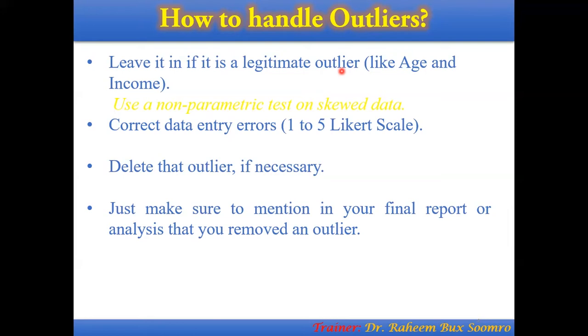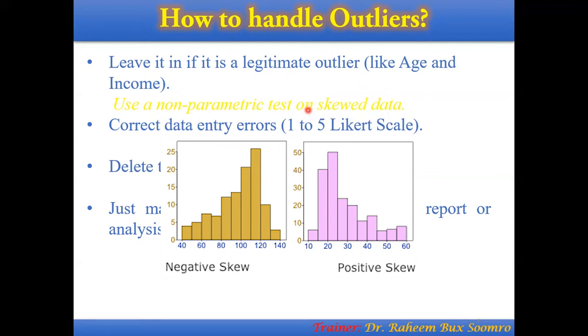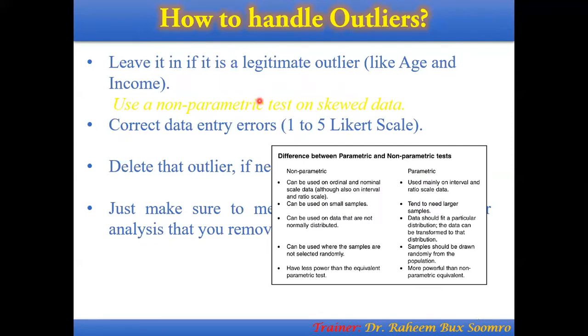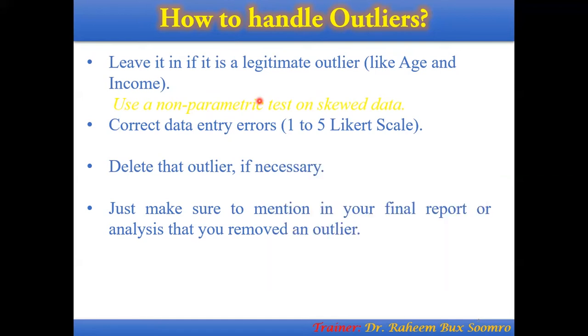If an outlier is there and this is the case with you, then you should use a non-parametric test. It is called skewed data. Normally, it will be either left skewed or right skewed. If skewness is there, then you should use a non-parametric test. On one hand, there is a big list of parametric tests. On the other hand, there is a big list of non-parametric tests. Depending on the situation, you can use the equivalent non-parametric test in place of the parametric test.